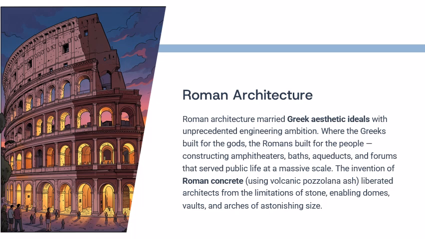They constructed amphitheaters, baths, aqueducts and forums that served public life at a massive scale. So the Greeks mostly contributed buildings for the gods, but the Romans built for their people. Then there is the invention of Roman concrete, using volcanic pozzolana ash. It liberated architects from the limitations of stone, enabling domes, walls and arches of astonishing sizes.